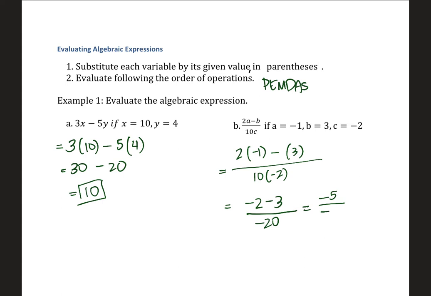Then we have negative 20 in the denominator. I'll simplify this fraction by dividing both sides by 5. And also negative divided by a negative, I know is going to be positive. So 5 divided by 5 is 1. 20 divided by 5 is 4. So 1 over 4 is our answer.